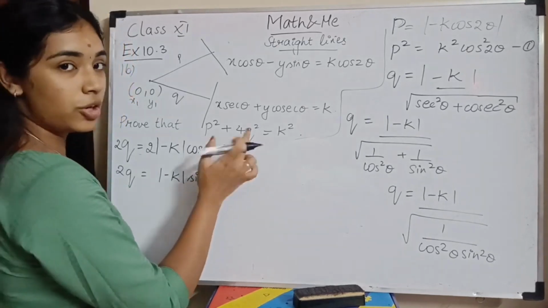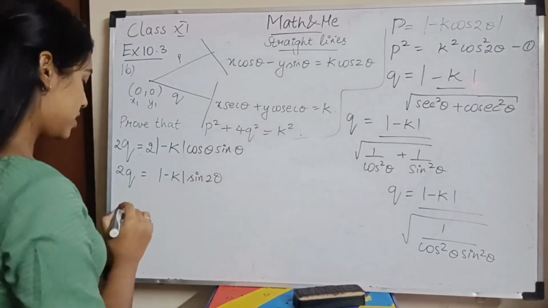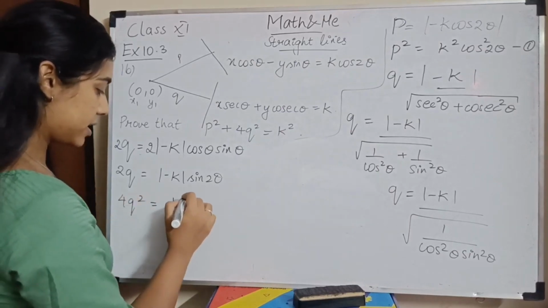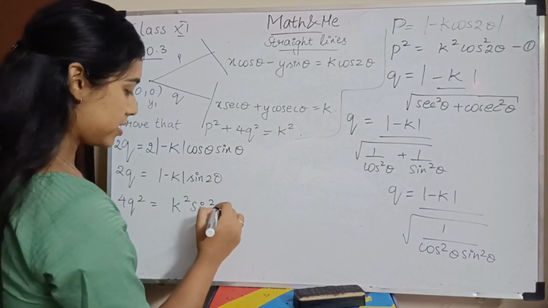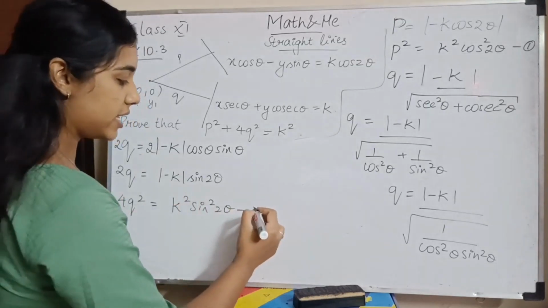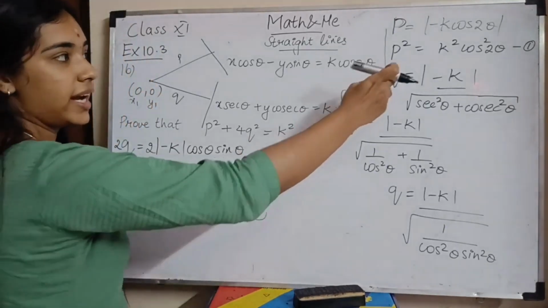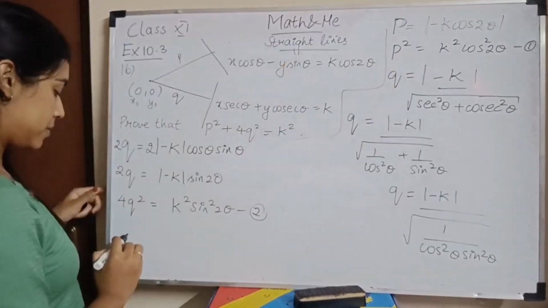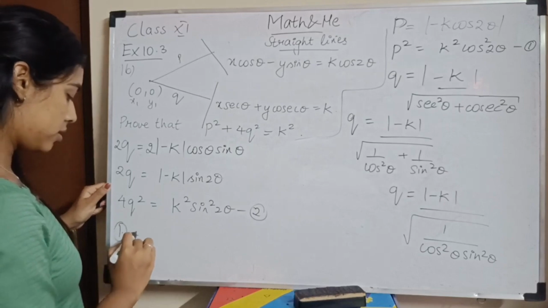Question line again, I know I want q square. So I'm going to square on both sides. So what will I get? 4q square equals k square sin square 2 theta. So this is equation number 2. So when I add equation 1 and 2, what do I get? LHS becomes, so I'm adding 1 and 2.